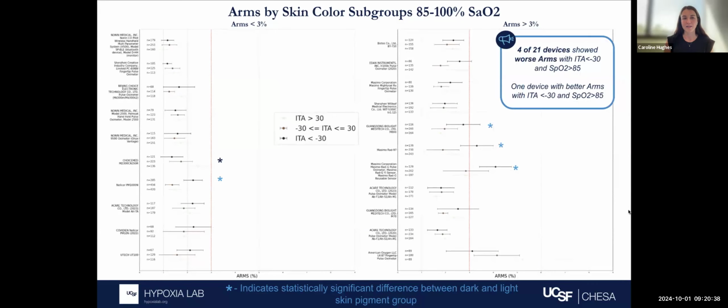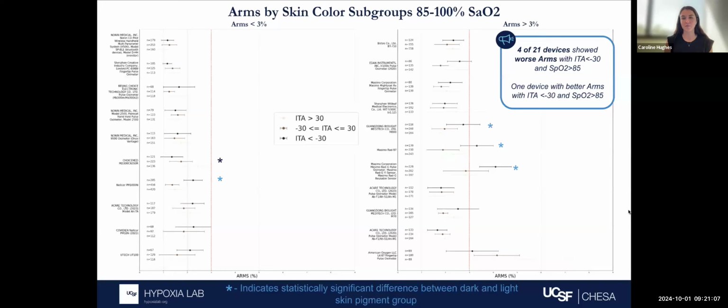Here we look at ARMS in the higher oxygen saturation category of 85 to 100%. Again, on the left are the devices that overall had met an ARMS of less than 3%. And on the right are devices that had met an ARMS of greater than 3%. Again, for many devices, we see a trend where the ARMS for the darker skin pigment category is higher than the lighter skin pigment category. Those are indicated by the light blue asterisks.